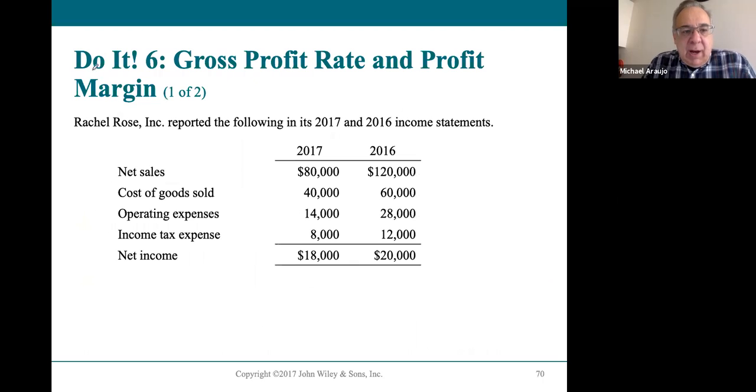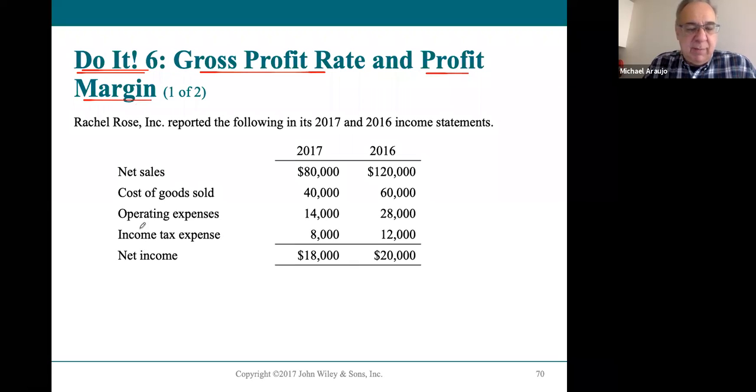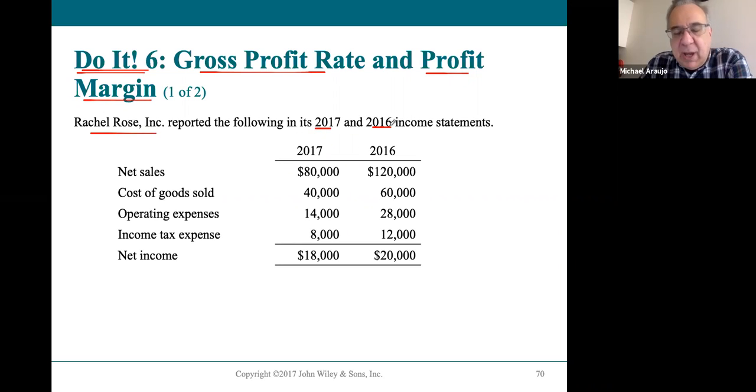Okay. And then those two ratios are part of Do It exercise 6. So you have the gross profit rate, so that's the gross profit compared to the net sales. And you have your profit margin, which is your net income compared to your sales. So here you have Rachel Rose. Information for 2 years is provided, 2017 in the first column, the year 2016 in the second column.